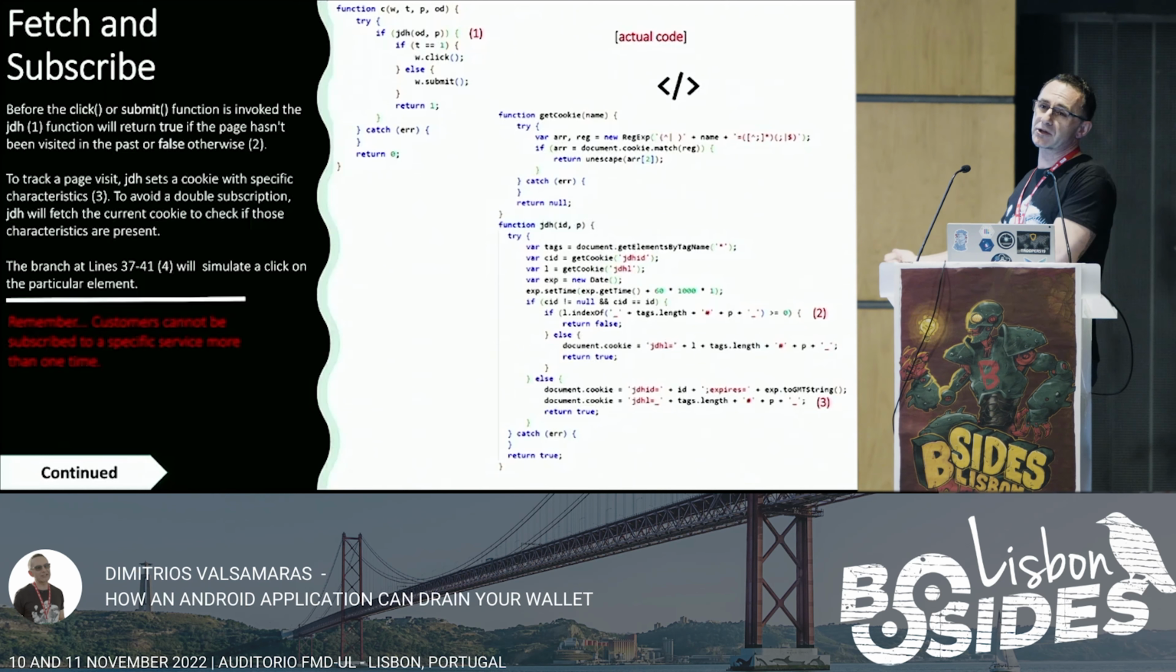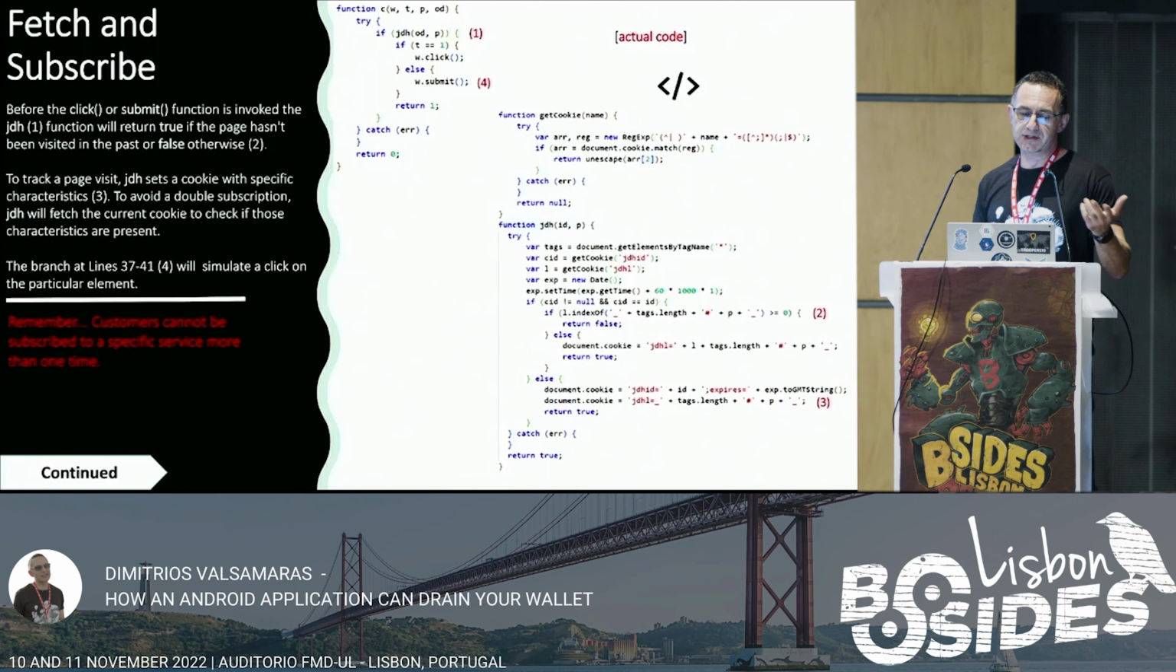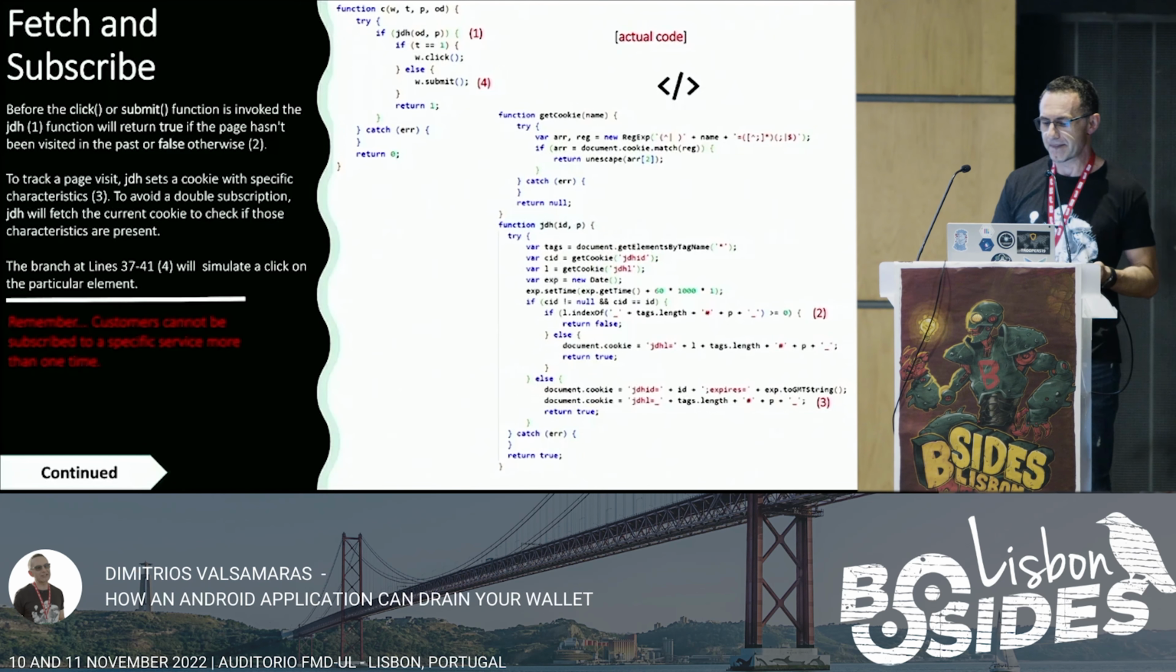So we subscribed the user already to the service. We don't have to subscribe the user again. So this cookie does exactly that, just marking the page which the malware already subscribed the user. So it will send back to the function C that I explained to you before, true or false, and depending on this parameter, the function will just click or submit the specific element.